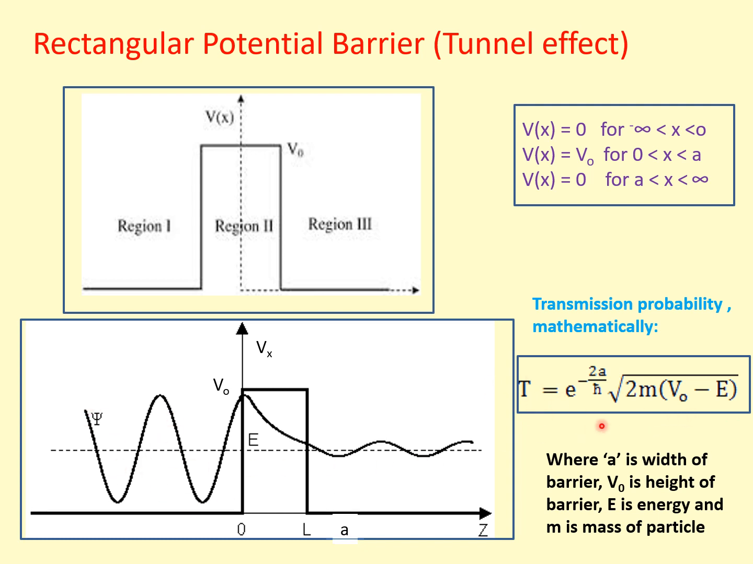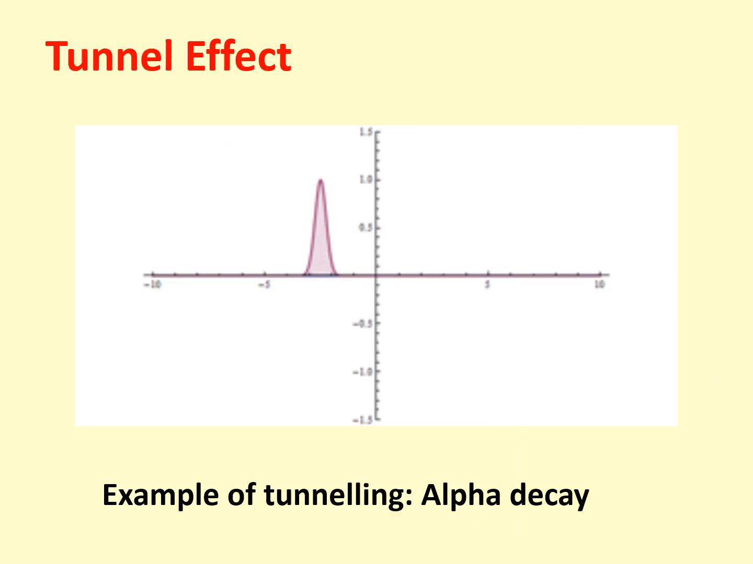Then we can find out that even if E is less than this V naught, there is some probability of this particle going to the third region, where the energy is less than the barrier. So this is only due to the wave nature of this particle of mass m. And this is also experimentally proven in the case of alpha decay, and the tunnel effect also occurs in very thin layers. This can be proved experimentally also.